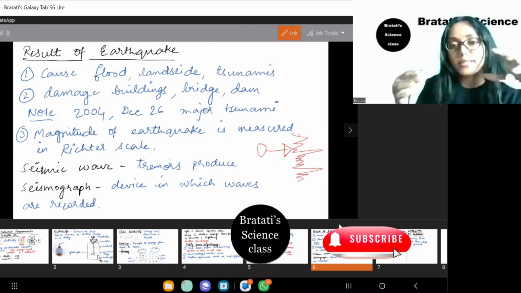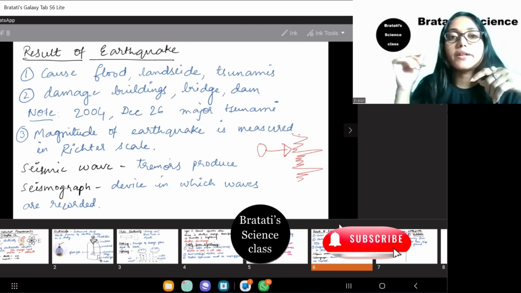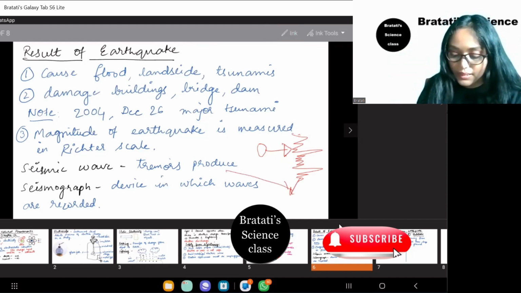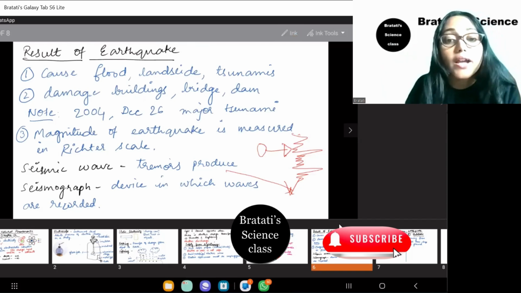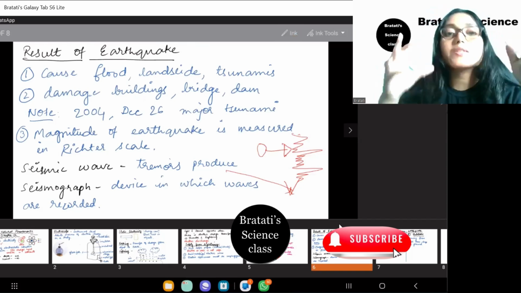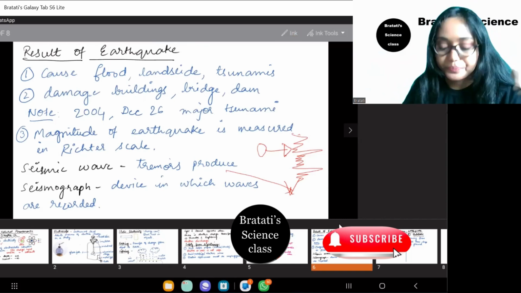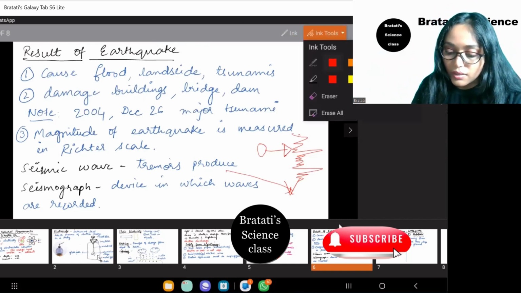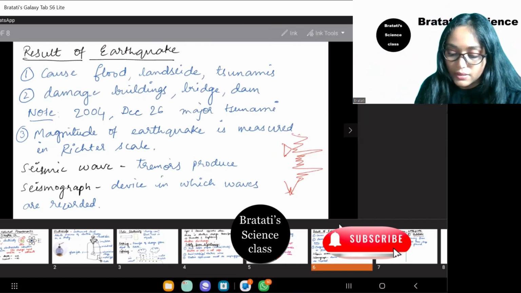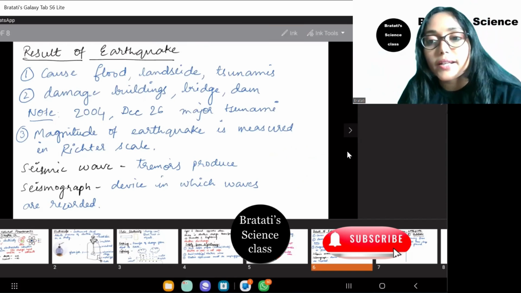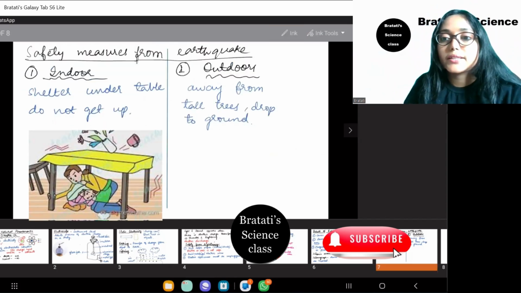However the earthquake is happening, they will move up and down, and these are called the seismic waves. The device in which the waves are recorded, that recording instrument, we call it a seismograph. Right? So seismograph, seismic wave, earthquake. These topics are clear. Shall we move to the next?